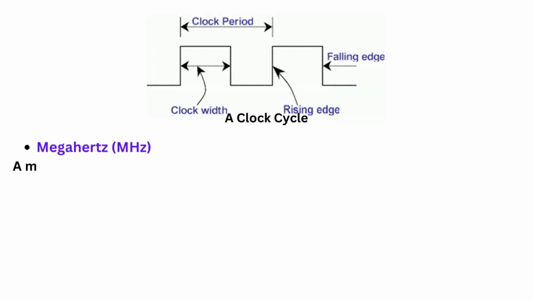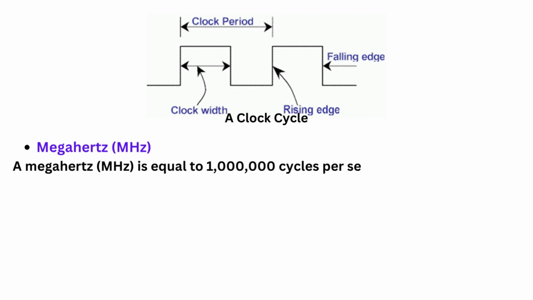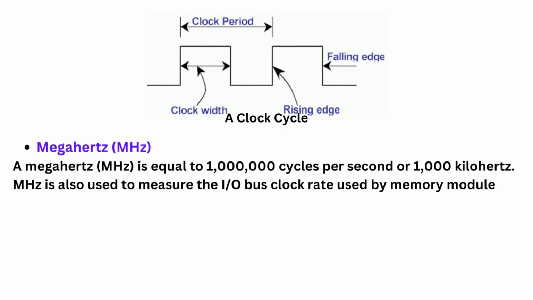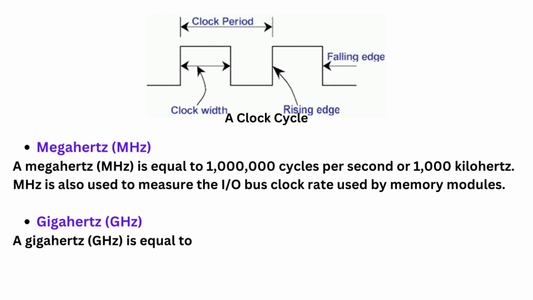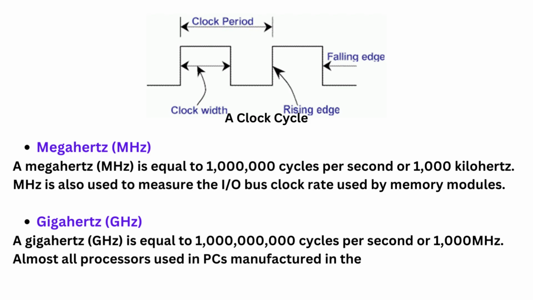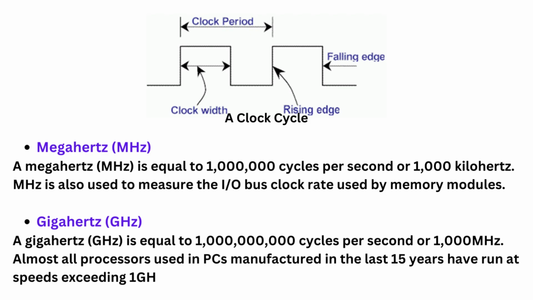Megahertz, MHz. A megahertz is equal to 1,000,000 cycles per second or 1000 kilohertz. MHz is also used to measure the I/O bus clock rate used by memory modules. Gigahertz, GHz. A gigahertz is equal to 1,000,000,000 cycles per second or 1000 megahertz. Almost all processors used in PCs manufactured in the last 15 years have run at speeds exceeding 1 GHz.